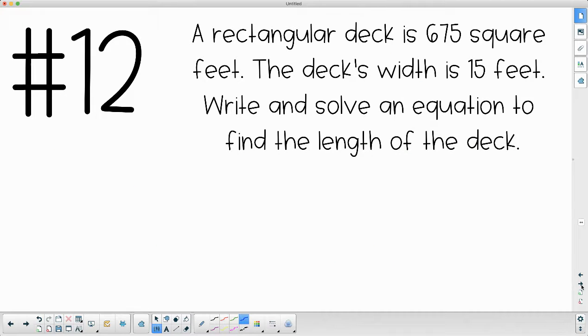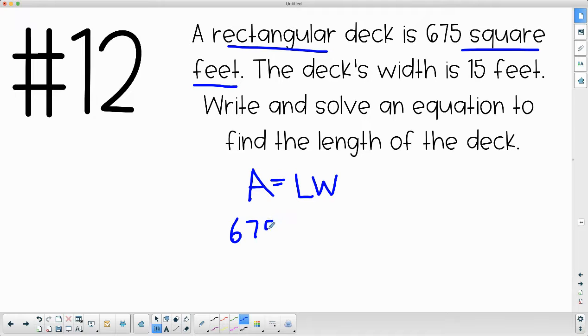And number 12, our rectangular deck is 675 square feet. So those words right there, square feet, tell me that I am doing an area problem. And to find the area of a rectangle, we're going to do length times width. So we know our area is 675. The problem goes on to tell us that the deck's width is 15 feet. So I'm going to plug in 15 over here.